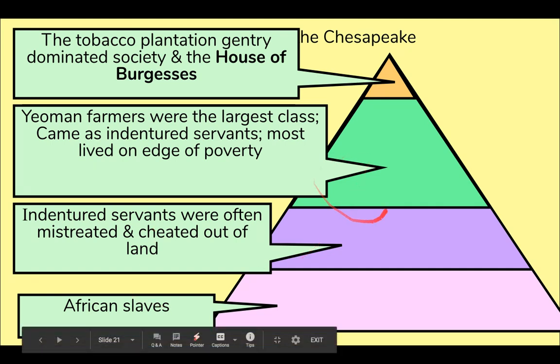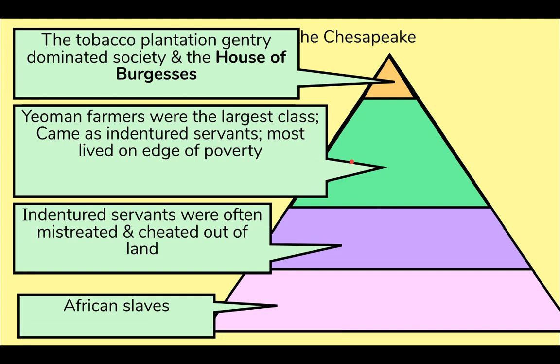Right here, we have the largest class in the beginning, and then it becomes a lot of slaves too. But we have a lot of farmers. Some of them came as indentured servants, and then once their time was done, they just became an average farmer. But again, a lot of them are very poor. They are living based on what they grow and what they can sell. This is not a rich area.